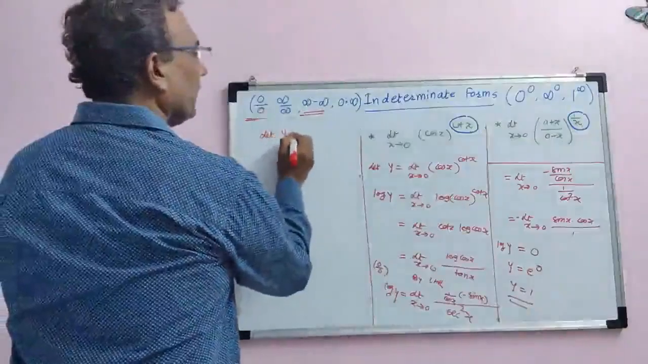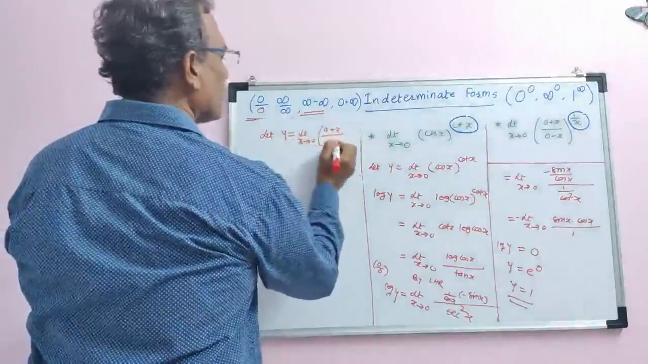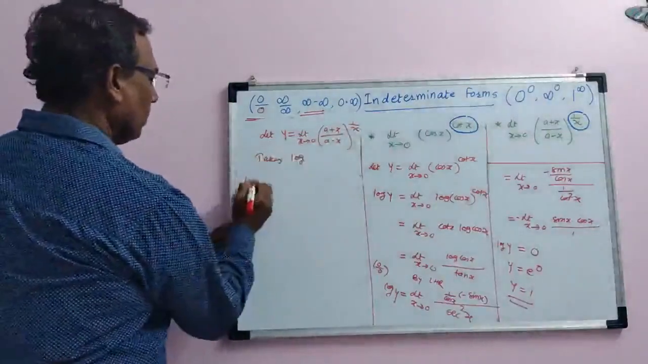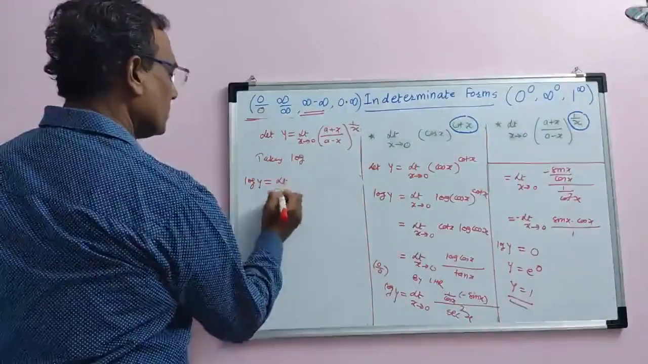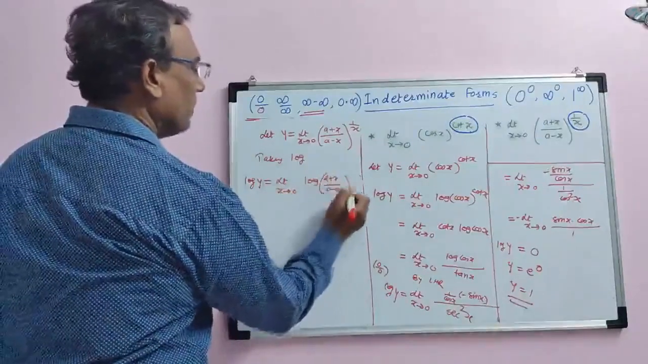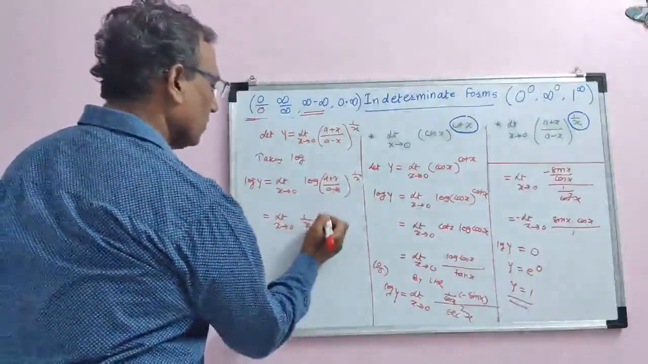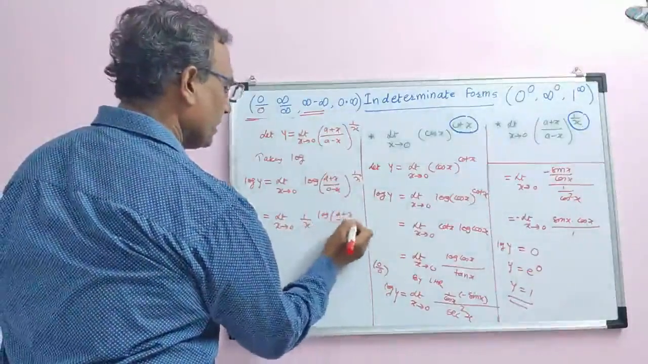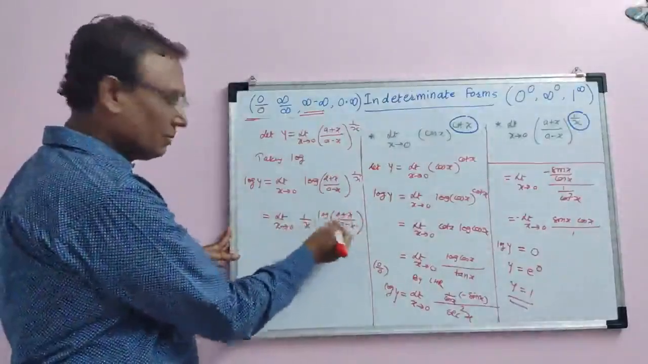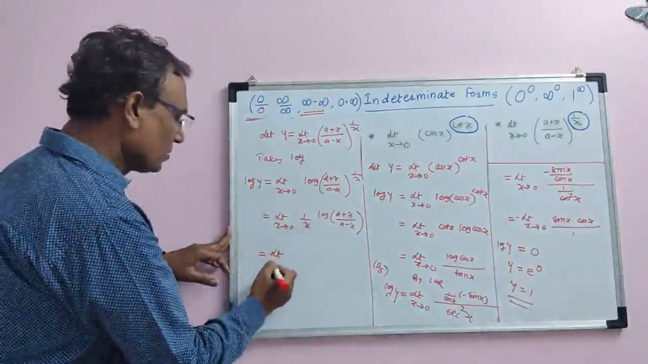Let us denote it by y. Limit x tends to 0, a plus x by a minus x, power 1 by x. Taking log of both the sides, log of y is equal to limit x tends to 0, log of a plus x by a minus x, power 1 by x. 1 by x will come at the coefficient place like this, log of a plus x by a minus x. Now this is 0 by 0 form. Log of 1 will be 0 if you put x equal to 0, and 0 is there in the denominator. This limit x tends to 0.